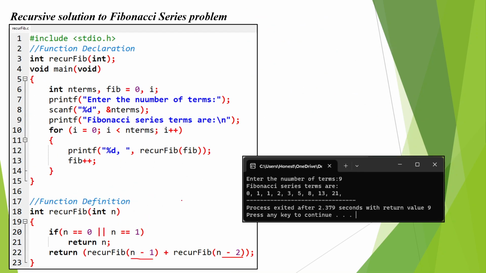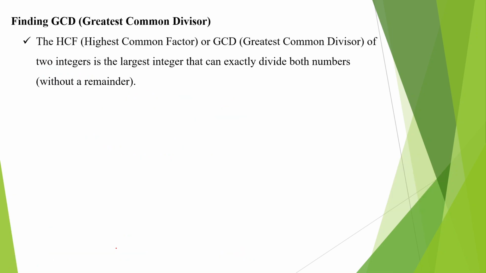That we have seen here. If n is equal to 1, 1 is returned. If n is equal to 0, 0 is returned. So that is how we are printing the Fibonacci terms recursively. Easy to understand my definition. No confusion. We just need to be clear how these definitions are going recursively. Okay. And the last one, finding GCD, greatest common divisor.